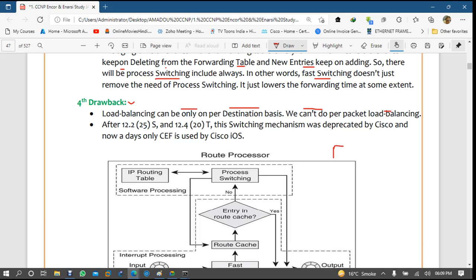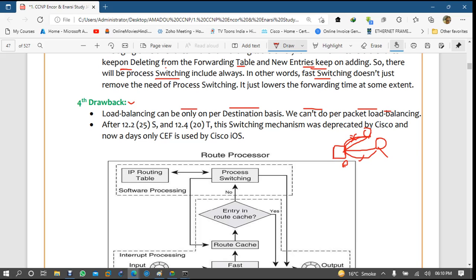Suppose this is a PC sending some information here, and I want to do some kind of load balancing. One packet will come here, then the second packet will come here. For load balancing, the source information is the same, but the destination information is changing. But this was not supported. Why? Because when your router was constructing the table, in the cache memory the router was storing the information about this destination. Then when new information was coming, it was deleting this one and keeping the new one. That's why I'm saying it keeps on adding and deleting. So load balancing was not supported in this one.